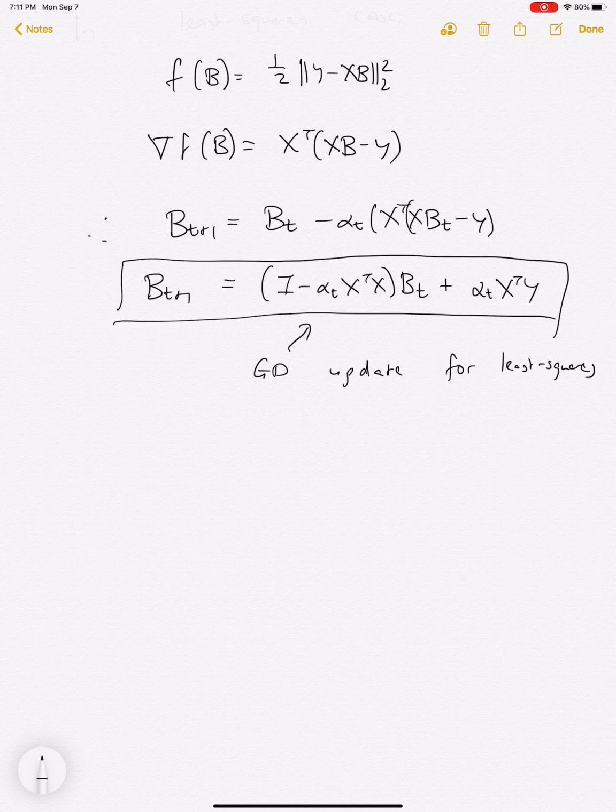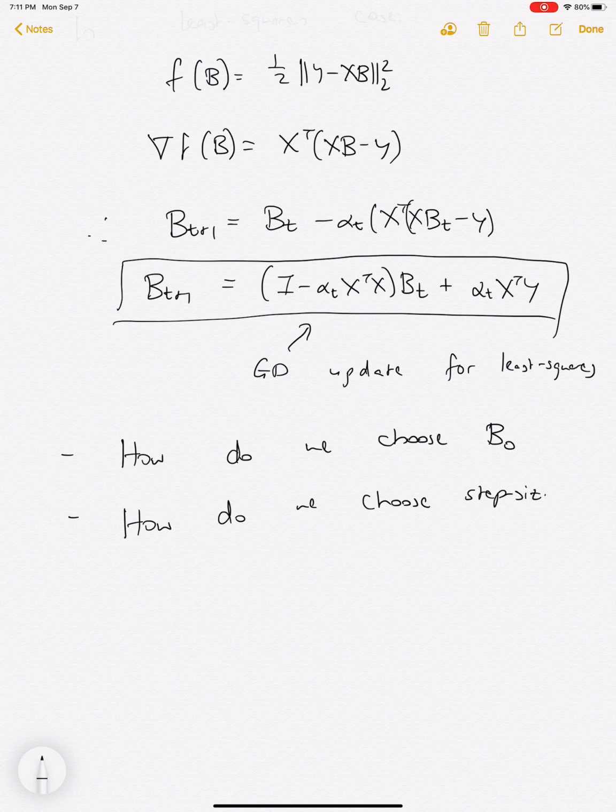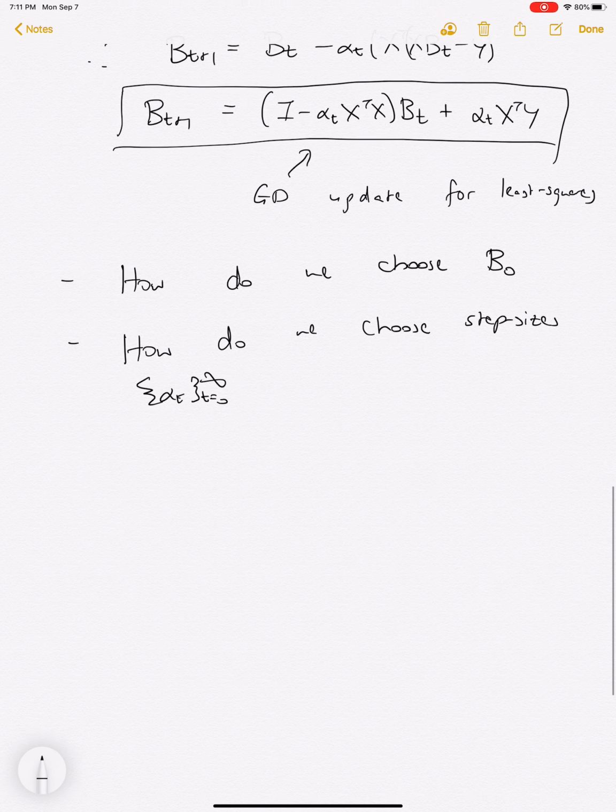And so, as I mentioned, there's a couple of key questions. One is, how do we choose the starting point B0? And how do we choose step sizes alpha t?